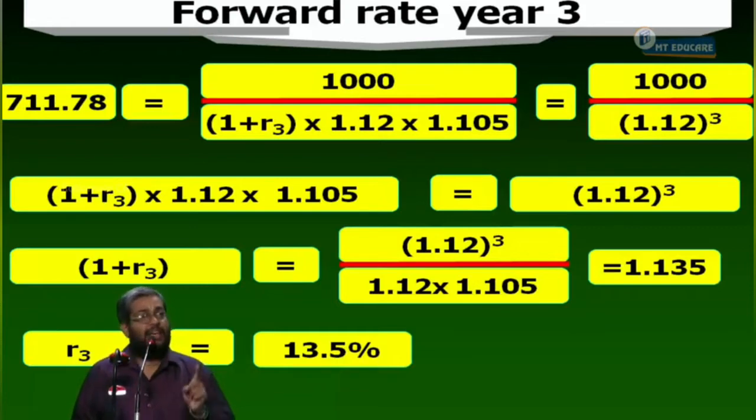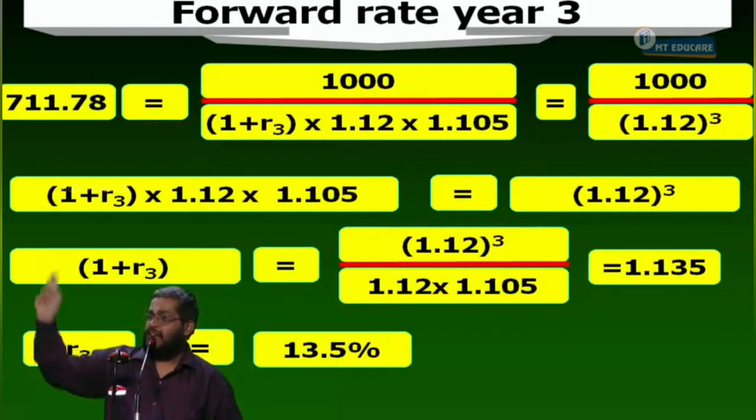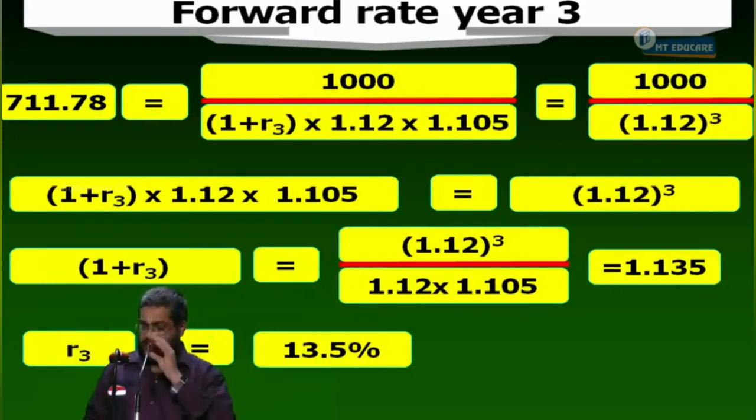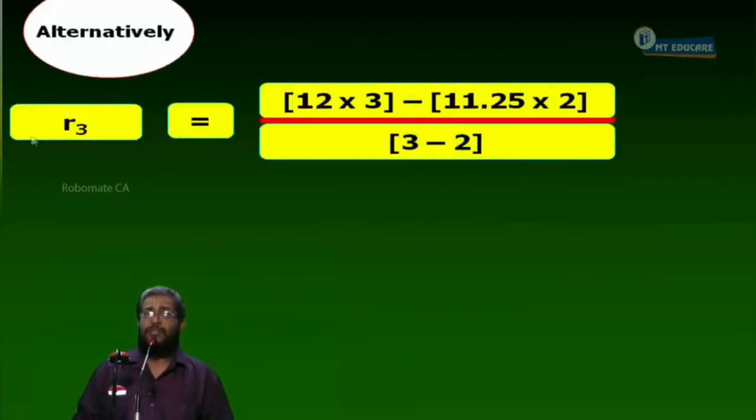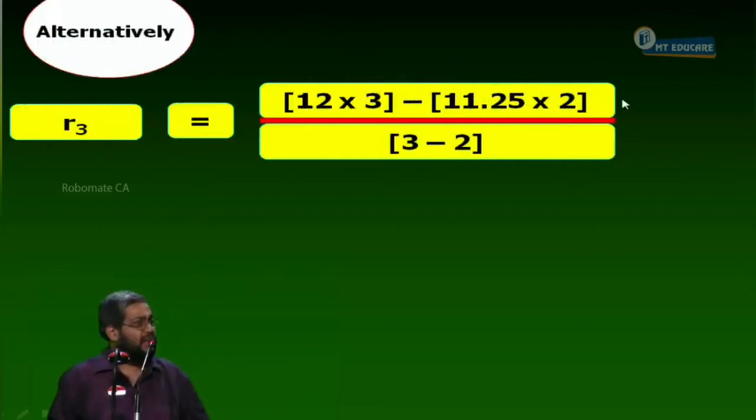Tell me, every year 12% per annum, how many years? 3 years. 3 years interest is 36%. 2 years interest is 2 into 11.25 gives you what? 22.5%. So 3 years interest minus 2 years interest gives you the third year interest or not? So the 3 years interest is every year 12% for 3 years, 36%.